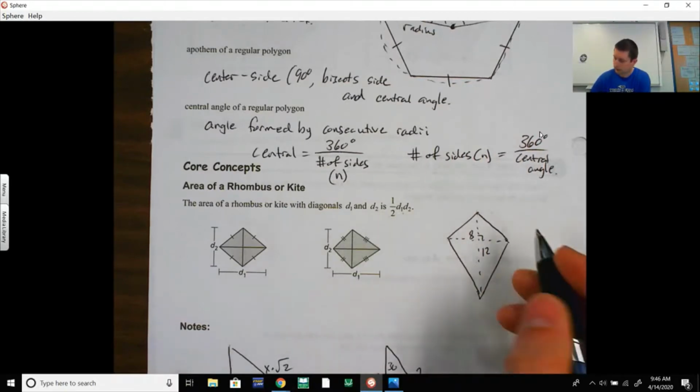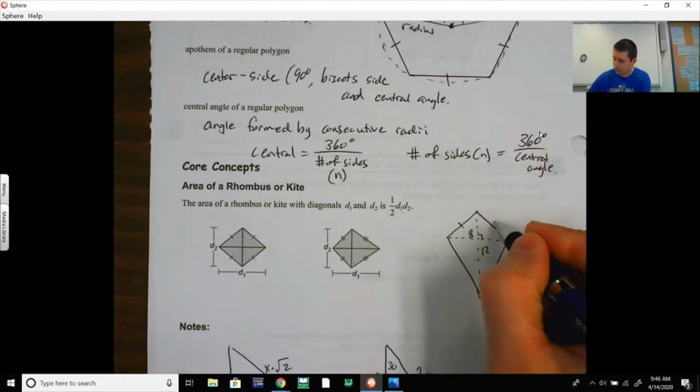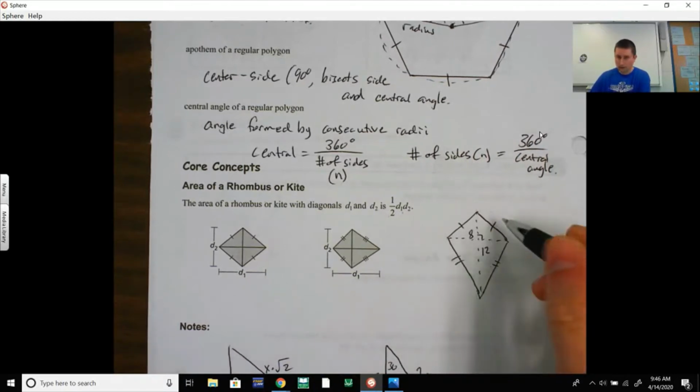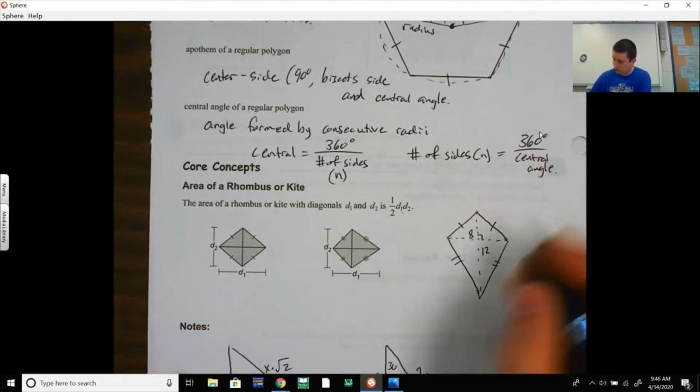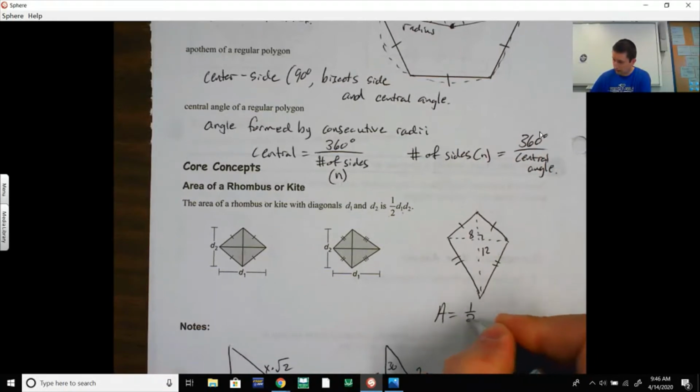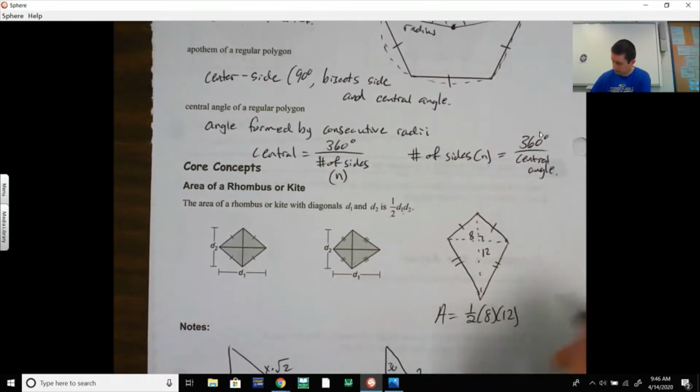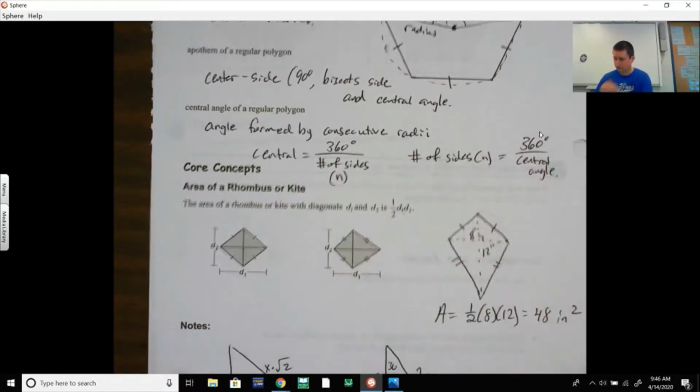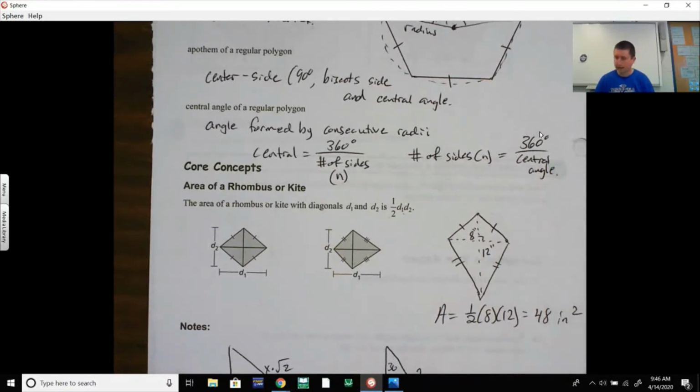So if I have a kite here with diagonals length 8 and 12, my area would be 1/2 times 8 times 12, and that would be 48 square inches. Let's say these are inches. Okay? So you just multiply the diagonals together, divide it by 2, or multiply it by 1/2, and you get your area of the rhombus or kite.